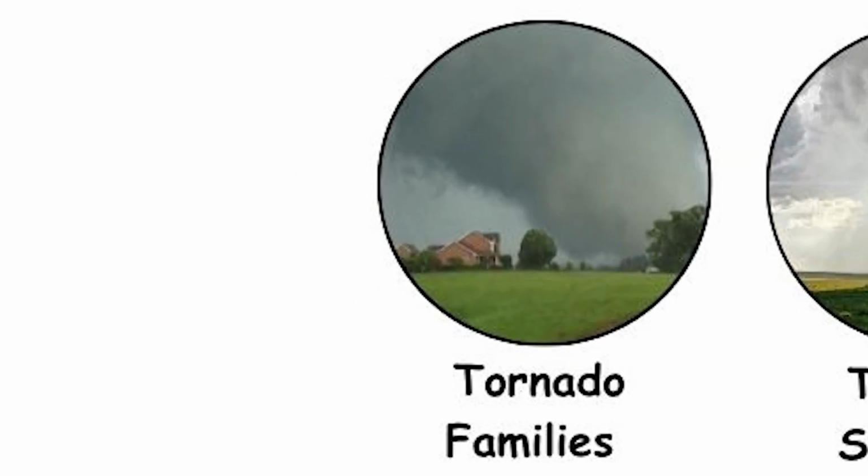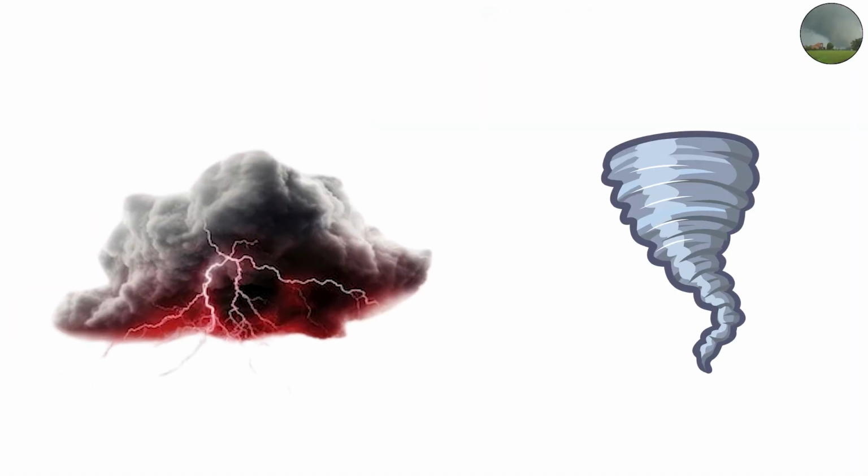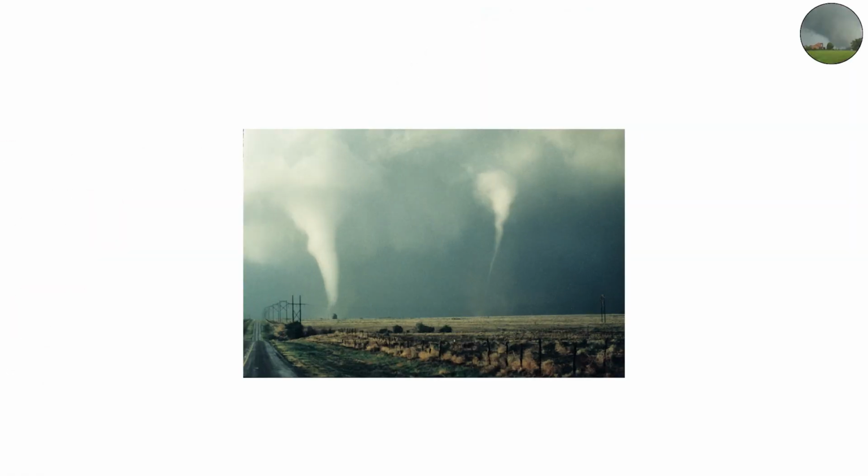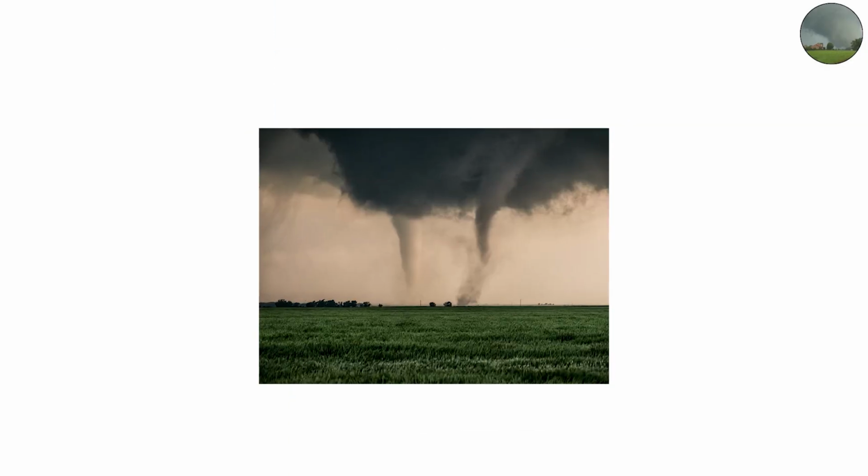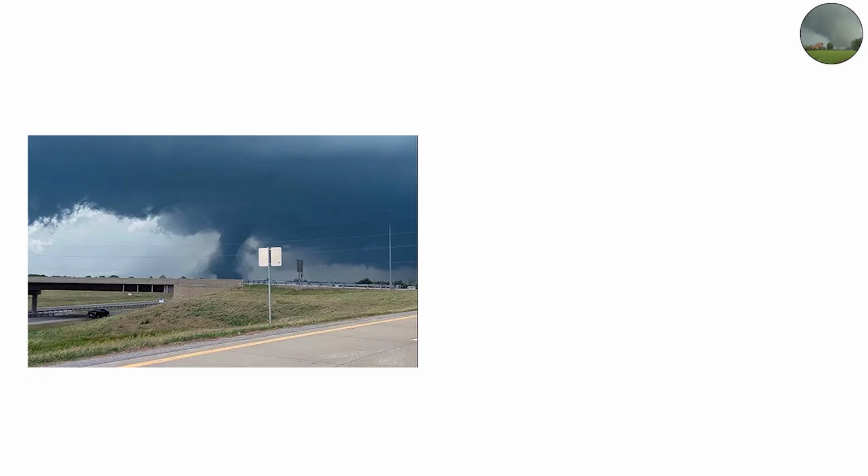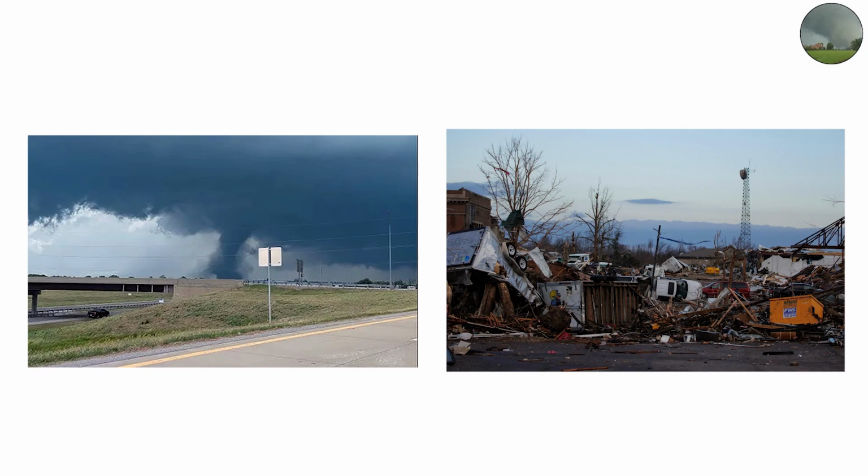Tornado families and outbreaks. Sometimes a single storm doesn't create just one tornado. It can generate a family of them. As one vortex weakens, another may form nearby, often following a similar path. This chain of tornadoes leaves a nearly continuous trail of destruction that can stretch for miles.